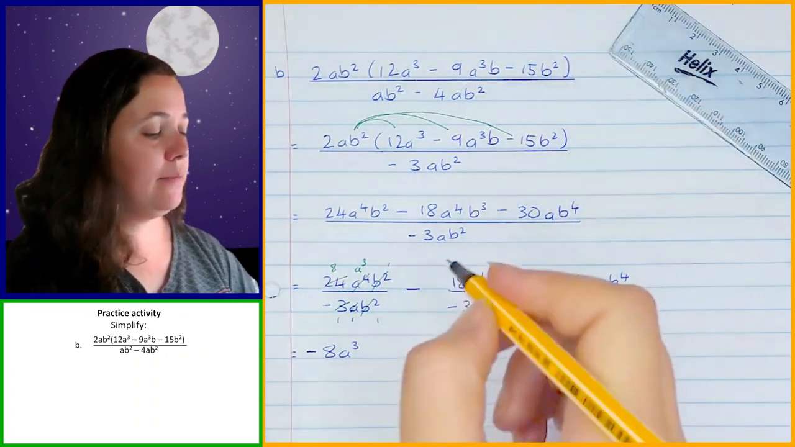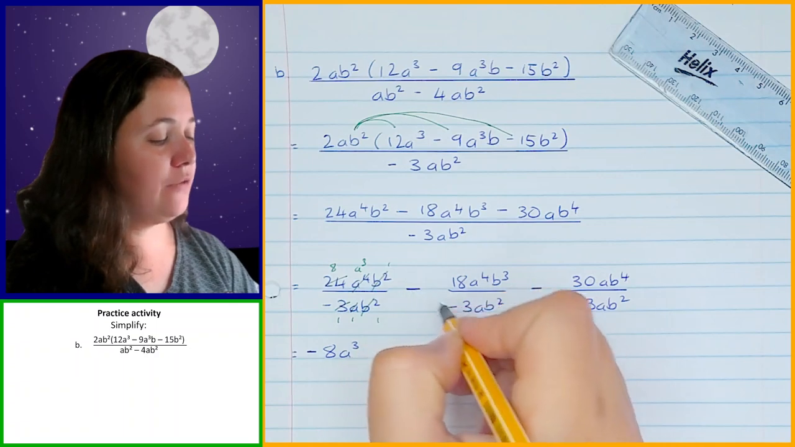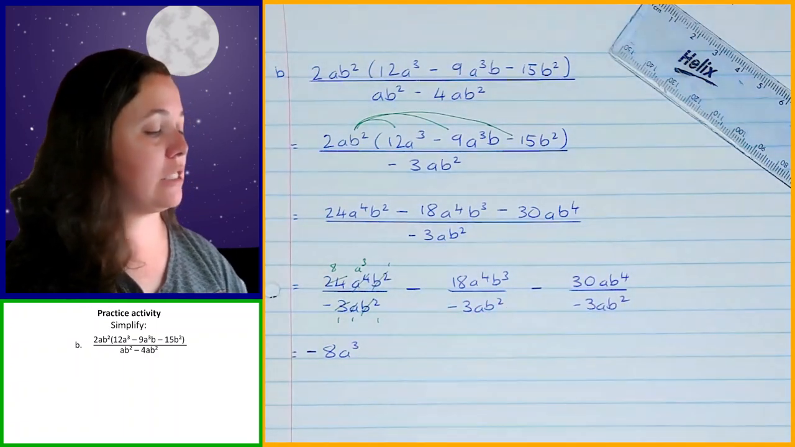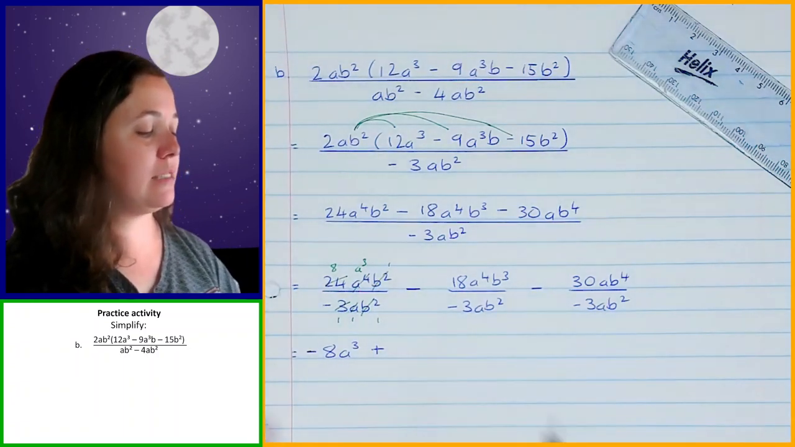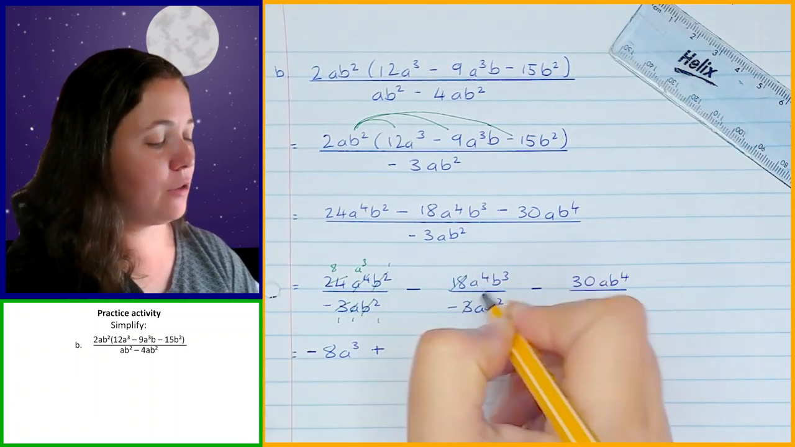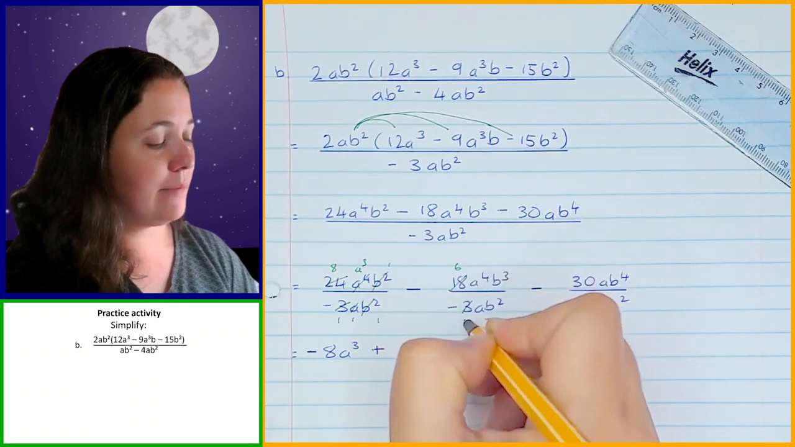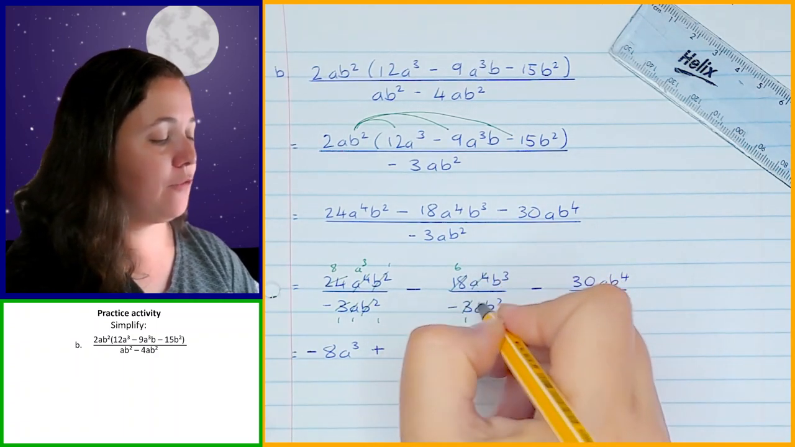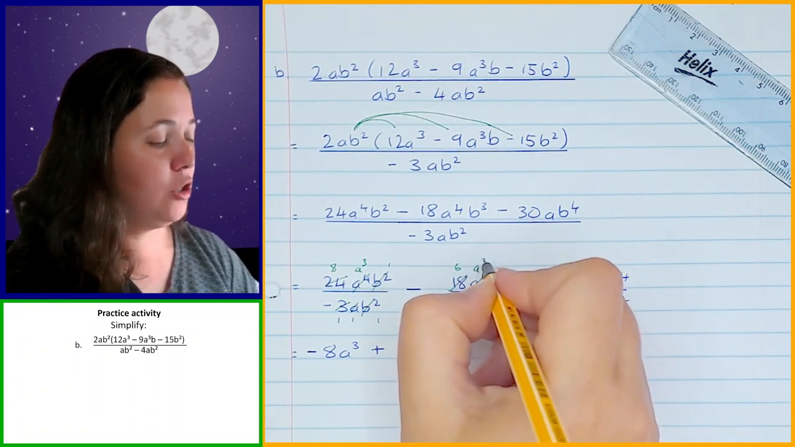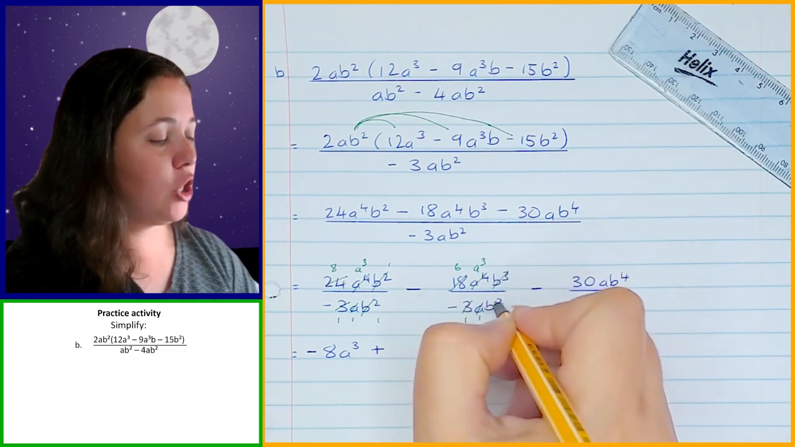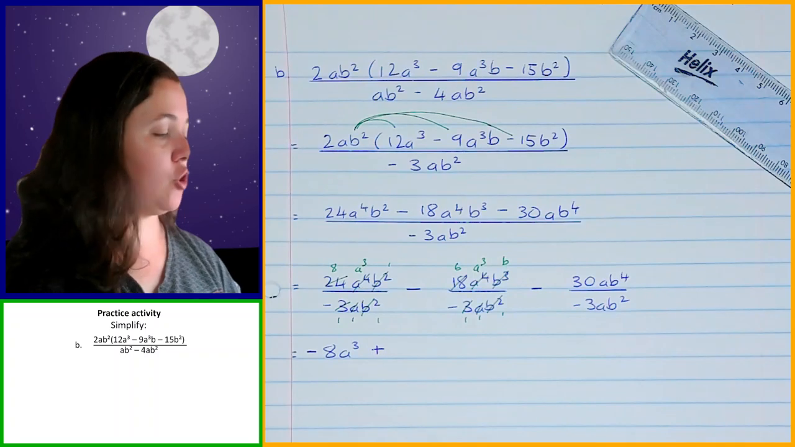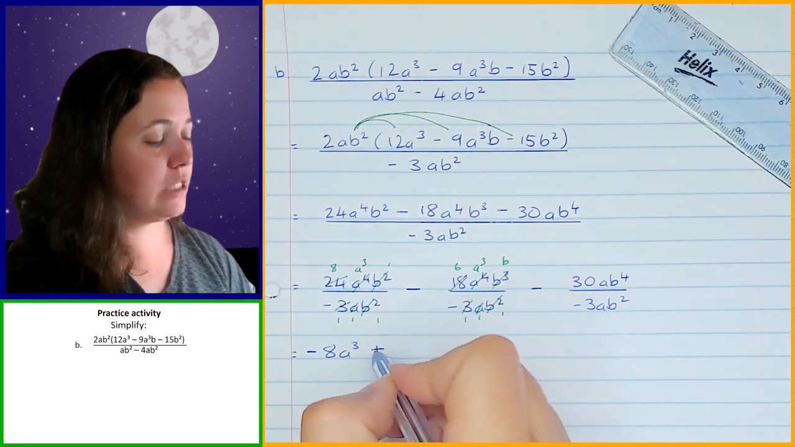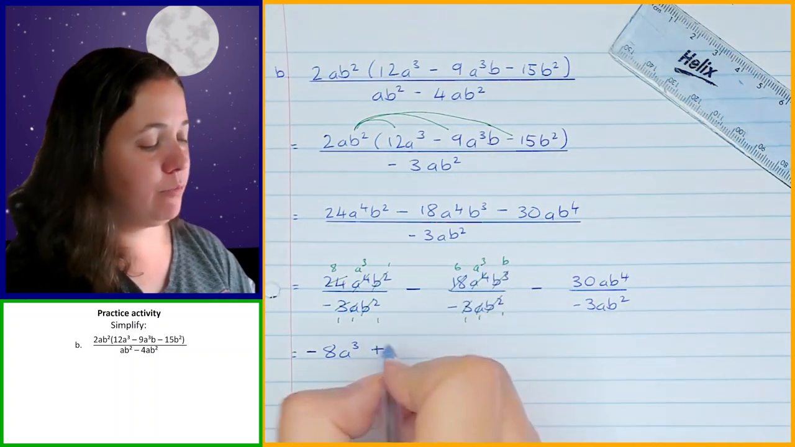The next one, I have a negative and a negative. That's going to give me a positive. A negative divided by negative is a positive, so that's plus. Then 18 divided by 3, 3 goes in there 6 times and in there once. A to the power of 4 and a gives me a cubed over 1, and b cubed over b squared gives me b over 1. So this term over here is going to be positive 6a cubed b.